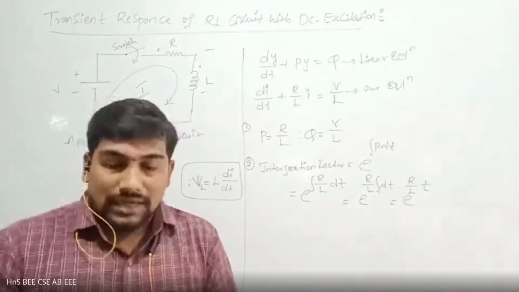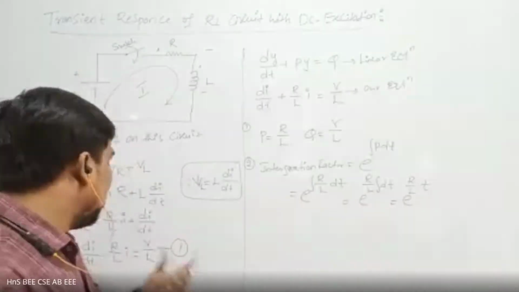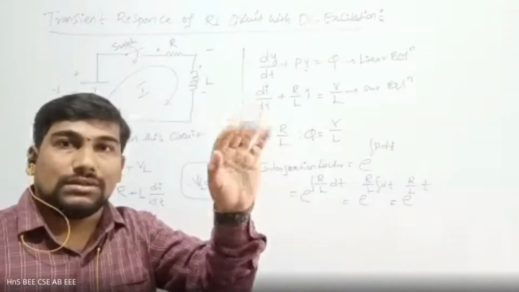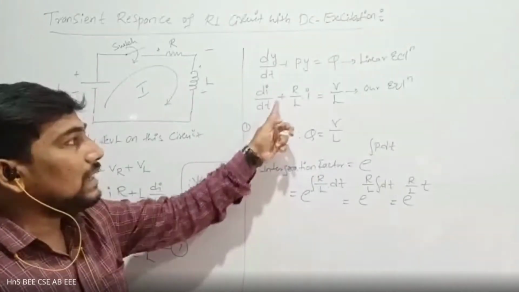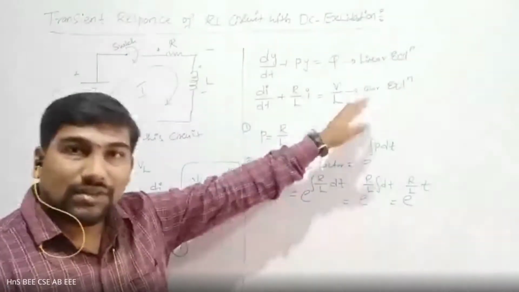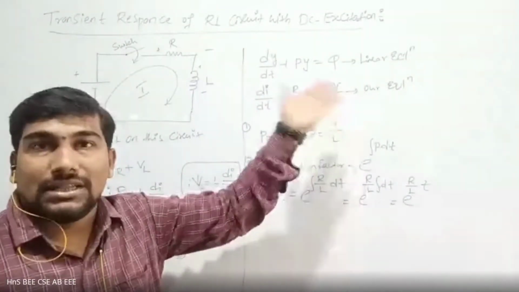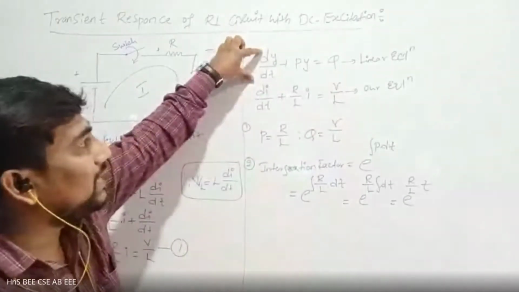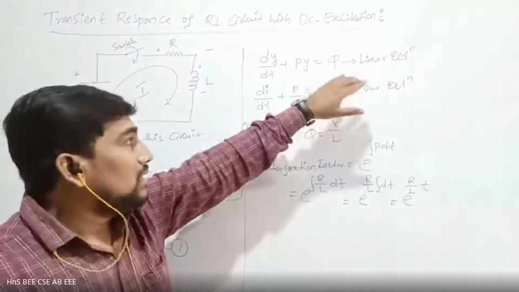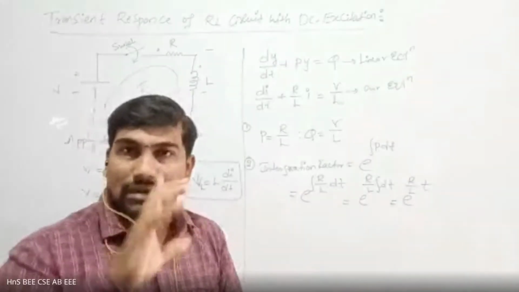Actually, I am finding a general equation from the circuit. That equation is di by dt plus R by L into I equals V by L. This equation is similar to a linear equation, which is dy by dt plus py equals q. Just compare these two equations and we get the p value and q value. This is step number 1.